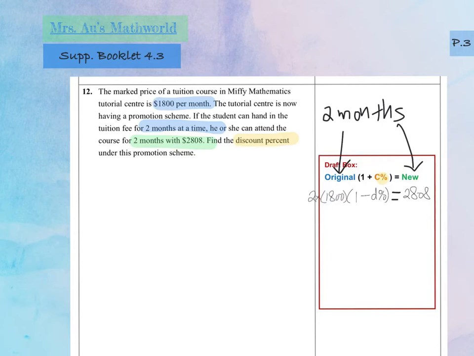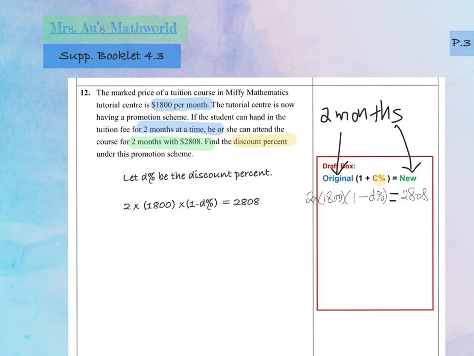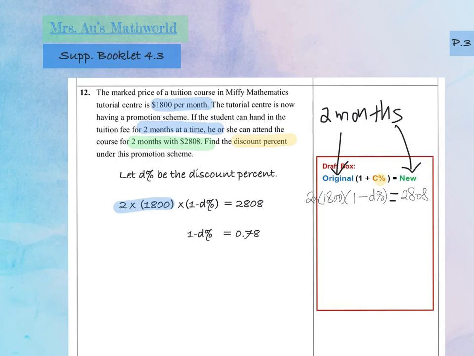Then we can go to the presentation. Let D% be the discount percent, and you can see that 2 times 1,800 times 1 minus D% is equal to 2,808. That is step 1. Then step 2, we solve the equation by dividing both sides by $3,600. Then you can get 0.78 after the division.